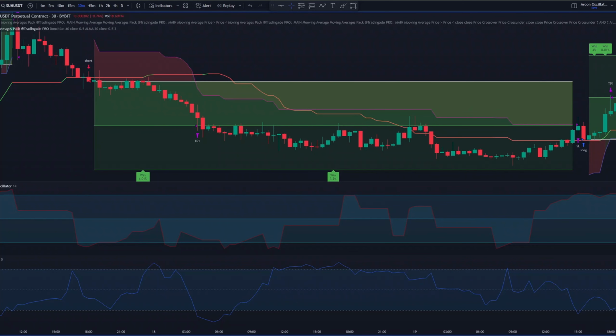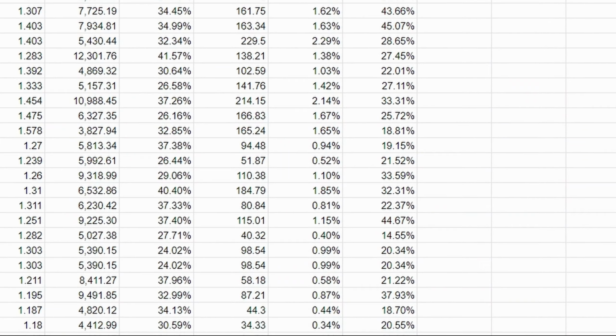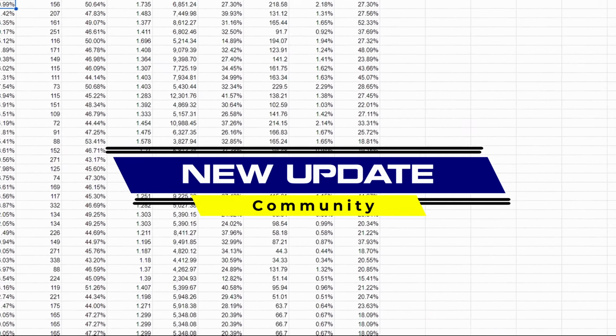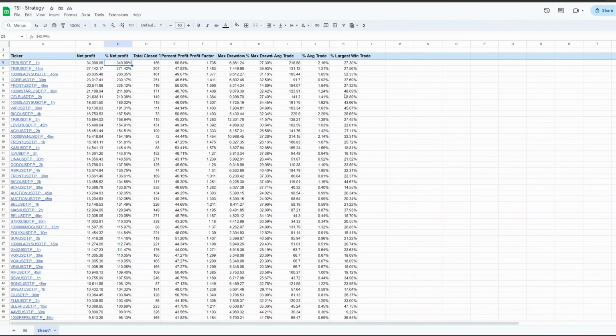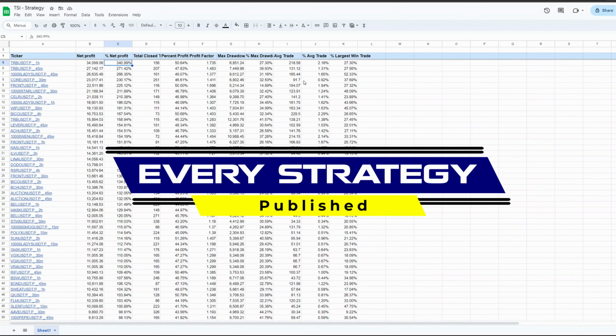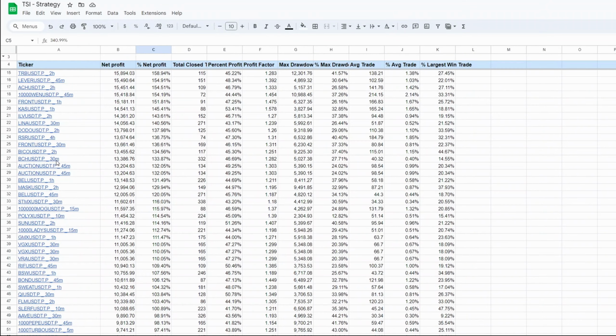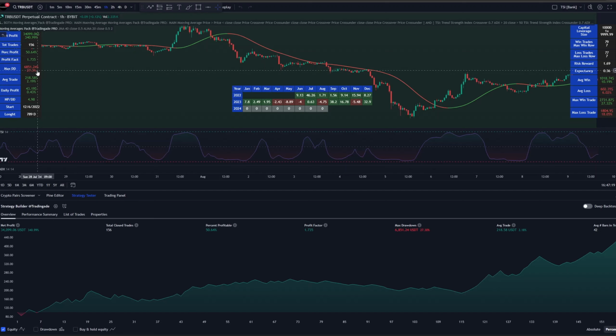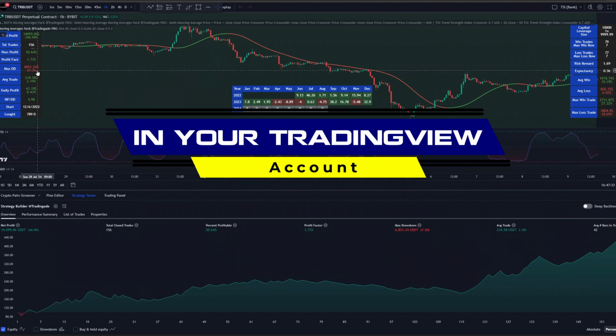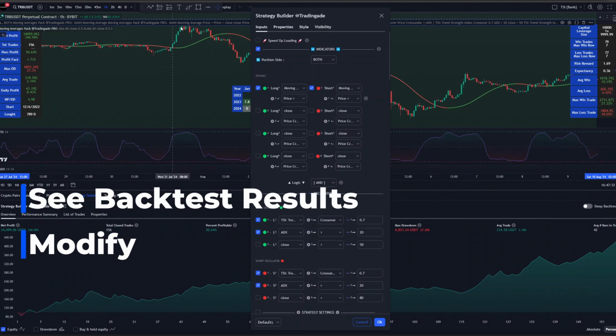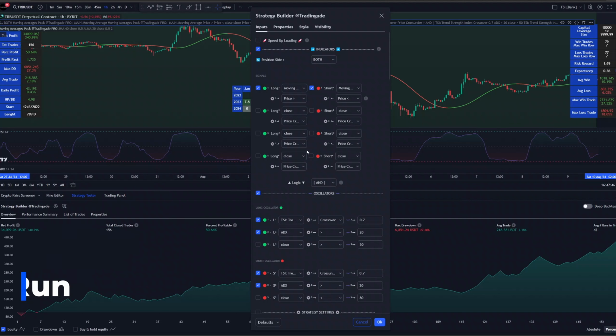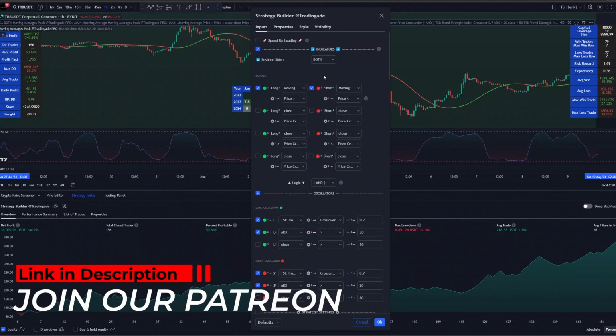Now that we have finished our strategy and we have seen some examples on the chart, let's jump into backtest results. But before jumping into backtest results, I want to give you a new update about our community. From now on, every strategy published on the channel will have its own spreadsheet with various backtest results. You just need to click on the pair to open the strategy in your TradingView account, see the backtest results, modify the strategy, and after your own evaluation, eventually run the strategy. These spreadsheets will be available along with all the strategies in the Settings Bank premium channel on Discord, which is accessible to the premium members of our community.